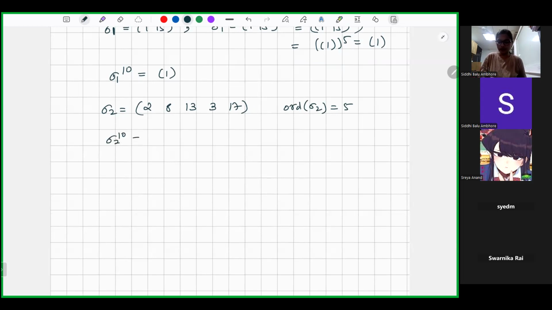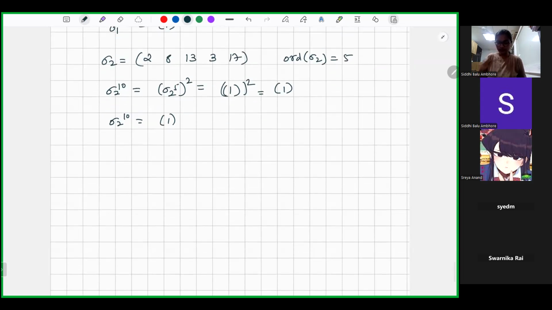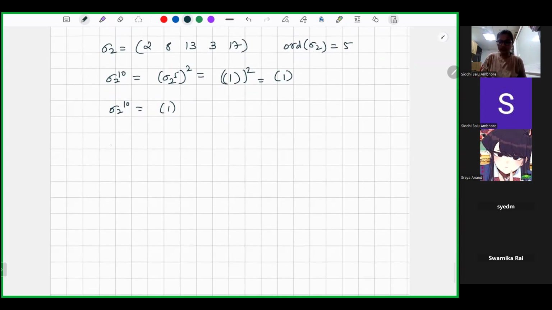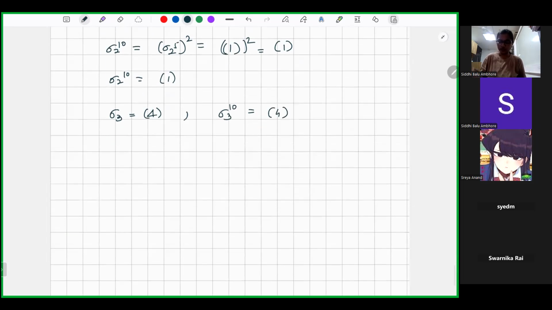So sigma 2 power 10 will be sigma 2 power 5, power 2. So this is identity squared, that is identity again. Okay, so sigma 2 power 10 becomes identity. And now sigma 3 is just 4 fixed. So anyway, it does not change. It will still remain 4.